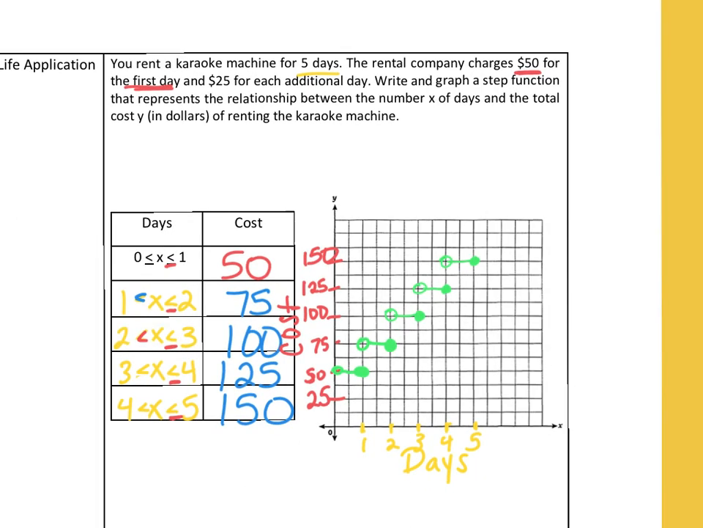What should I title the top part of the graph? Does it matter? What could we call this? Karaoke machine. I like it. And that is it on piecewise functions. Any questions on that problem? Or on any of the problems that we've done today? All right.